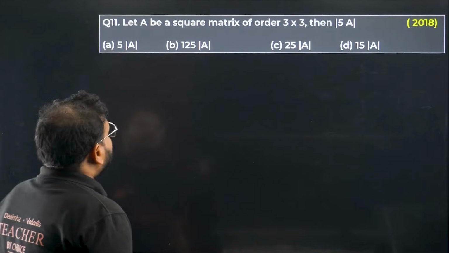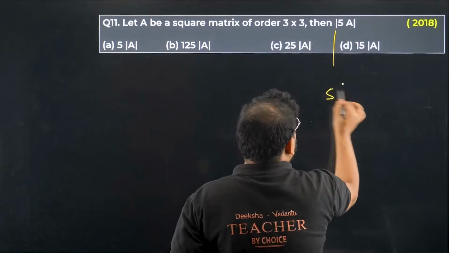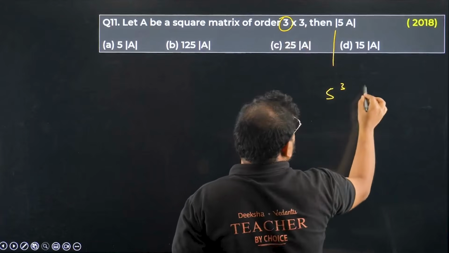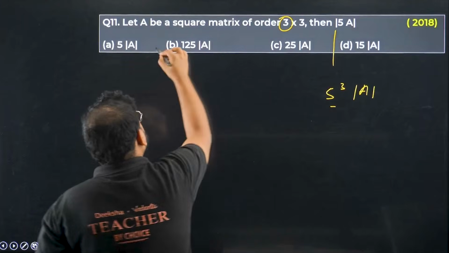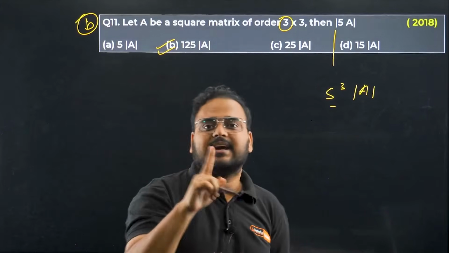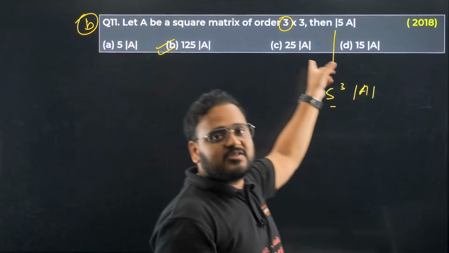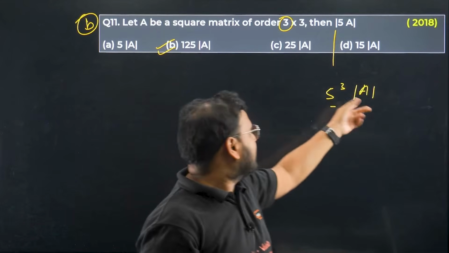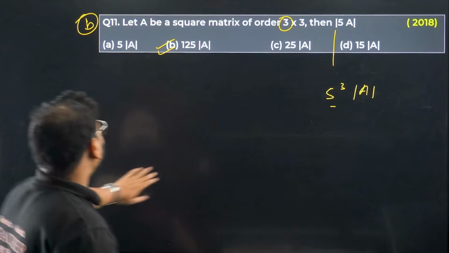Let A be a square matrix of the order 3 cross 3. Same property, sir. 5 power 3. Order is 3. That's why 5 power 3. Determinant of A, 5 power 3 is how much? 125. Option is B. 1 second question. K value is 5. Order is 3. So K power n. K power 3 means 5 power 3. Answer is coming as 125. Option B is correct.